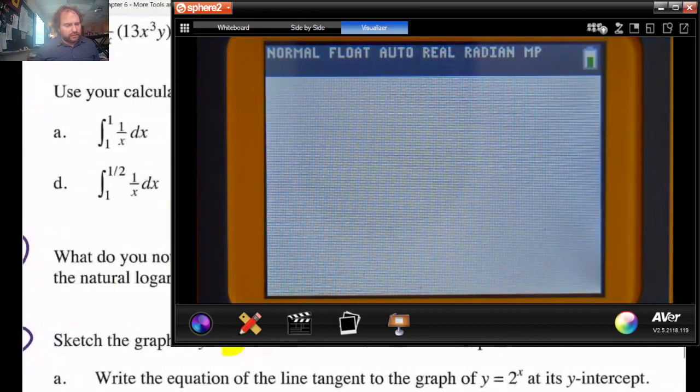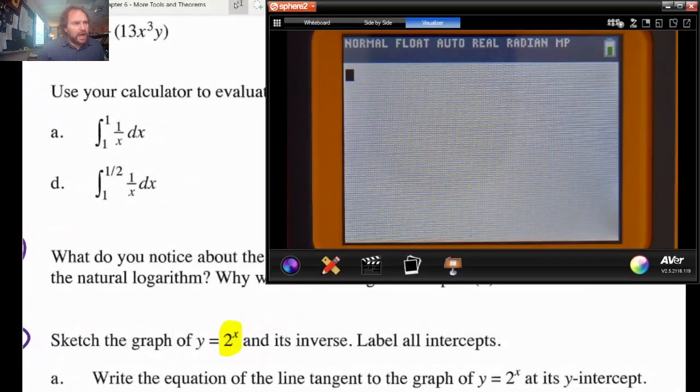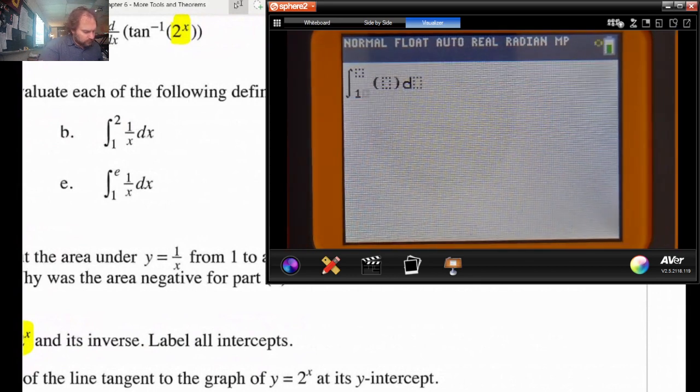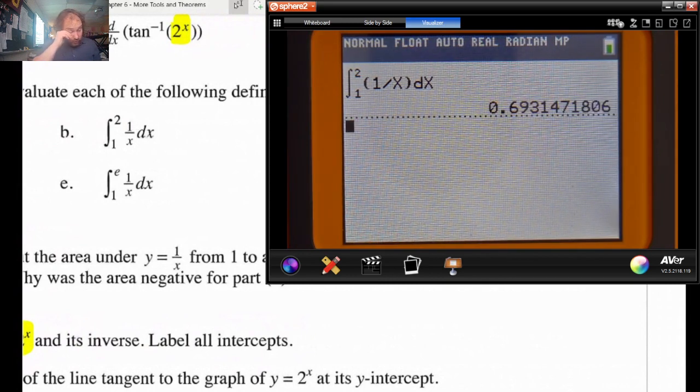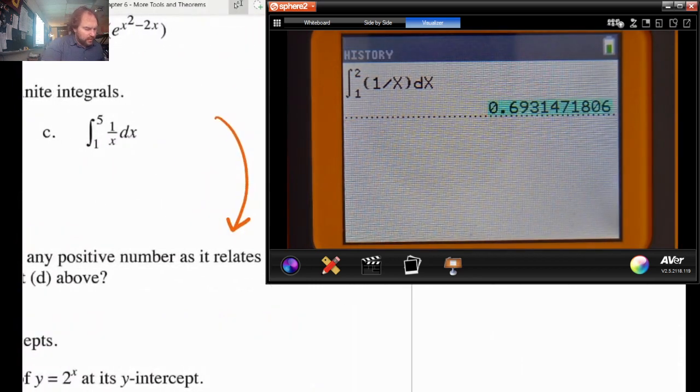Let me slide over to the side here so we can look at it. Well, the first one we know is 0. There's no real need to use the calculator for A because the integral from 1 to itself of anything is equal to 0. Next, we have the integral from 1 to 2 of 1 over x dx, which should give us 0.693. I don't know if you remember, but we have seen that number before. 0.693147. The next one is the same exact problem, only we're going from 1 to 5.